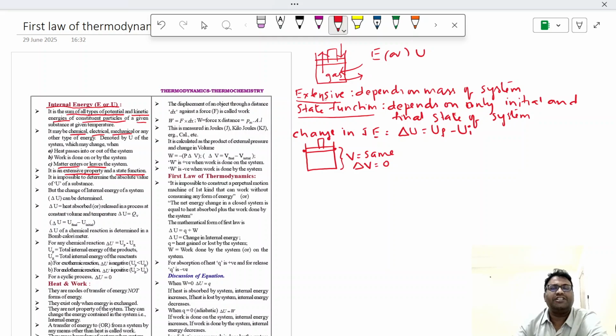When delta V is equal to 0, the change in internal energy is given by Q_V. Q means the amount of heat energy, and this V represents that it is at constant volume. So the change in internal energy is given by the heat energy at constant volume. That is what is represented here.